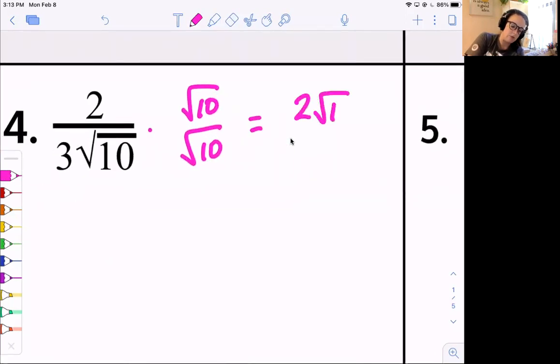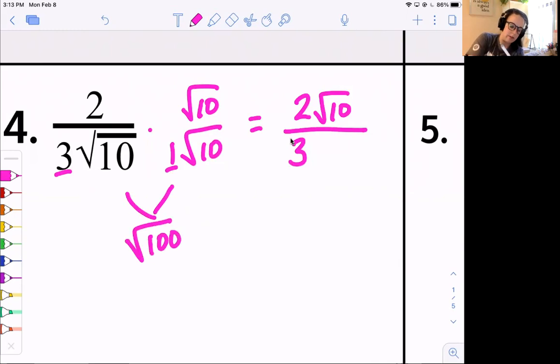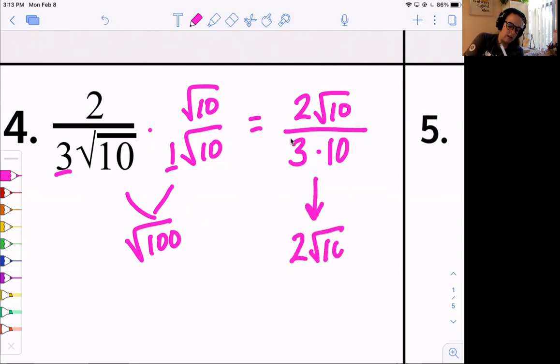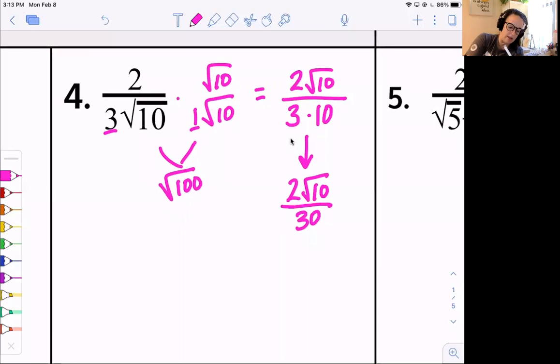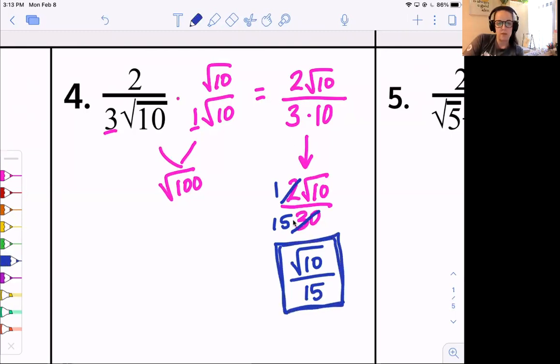I'm going to have 2 root 10, and then I'm going to have the 3. Remember, outsides with outsides, 3 times 1 would be 3, and square root of 10 times square root of 10 would be square root of 100. Square root of 100 is whole number integer 10. So I have 2 root 10 over 30. And then if I can, I want to simplify. And I know I can divide both of these by 2. So I get 1 square root 10, or just square root 10 over 15. Like that. So this is the simplified rationalized version of this.